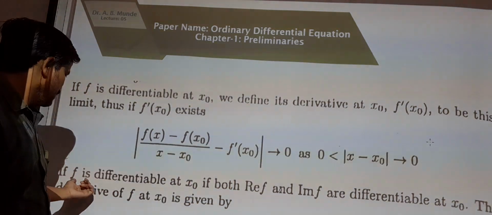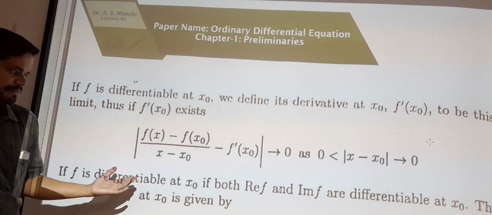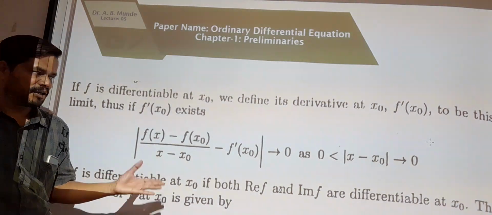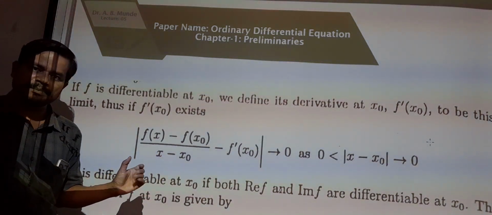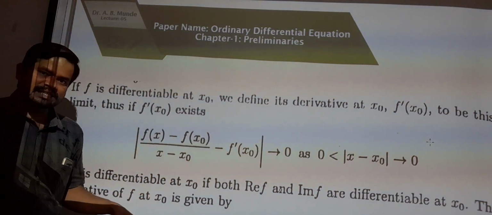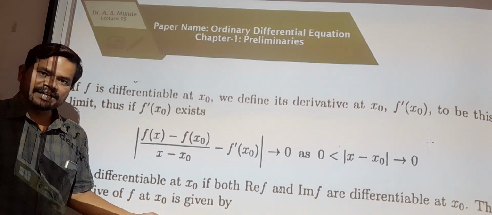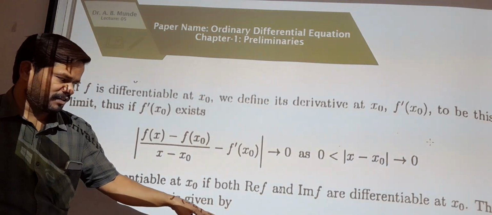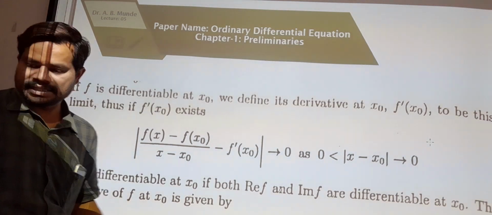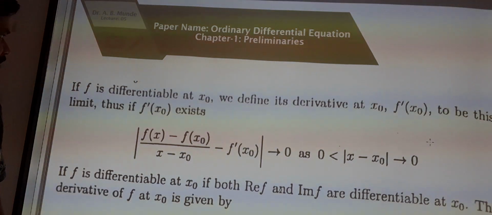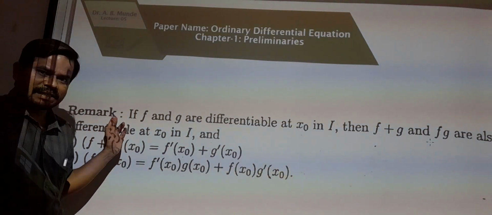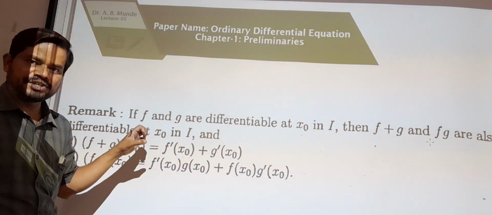So f is differentiable at a point x0 if both the real part and imaginary part of that function are differentiable at x0. The derivative of f at x0 is given by this one: f dash of x0 is equal to the real part of f dash of x0 plus i times the imaginary part of f dash of x0. So this is the definition of differentiability. Now this one is the remark on differentiability.